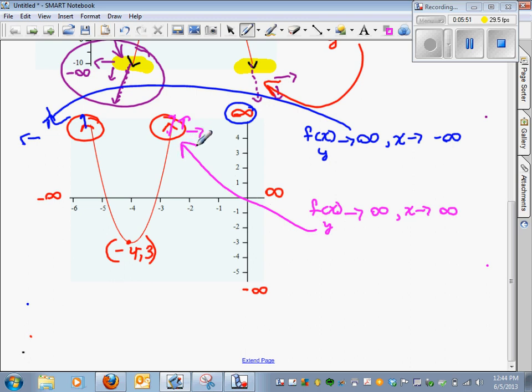Things to remember when you're writing the end behaviors. Look at your arrow. What direction is it taking you? Up is positive, down is negative. In the x direction, left is negative, right is positive. If you can break each of your ends up into the vertical and horizontal movement, and remember, up is positive, down is negative, right is positive, left is negative, that will give you your end behaviors.